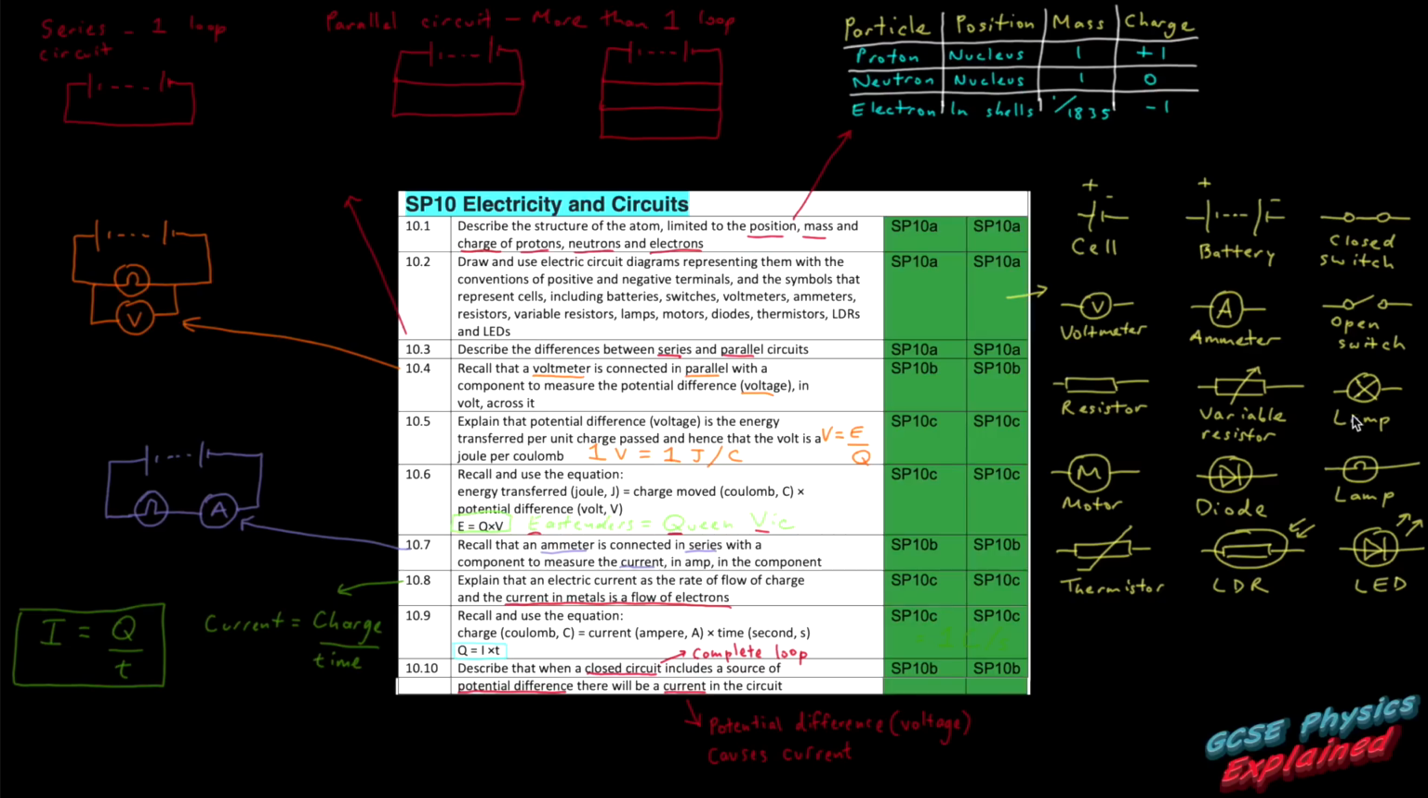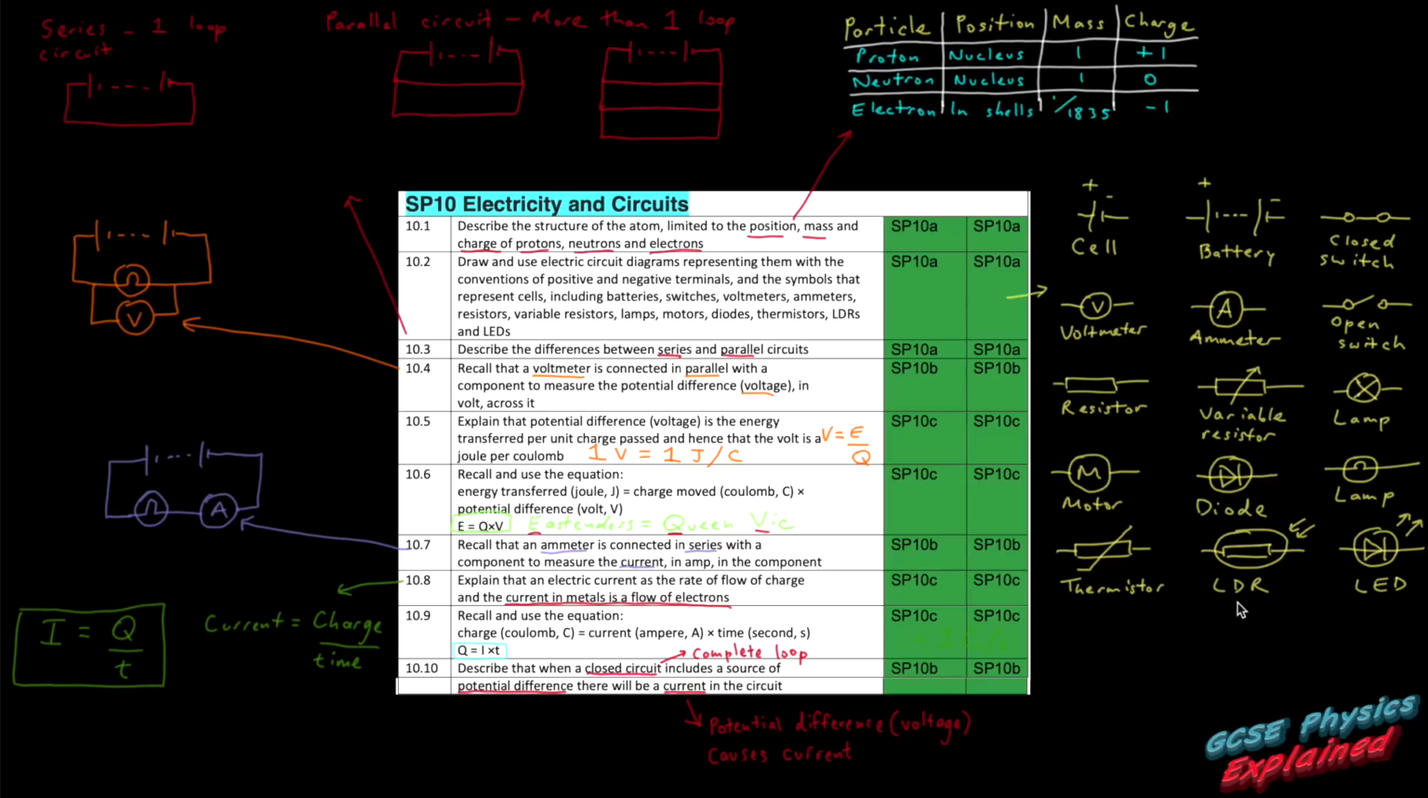A lamp can be represented either as an X-Man badge or as an omega sign inside the circle. The motor is a circle with an M. Diode is D, I, O, first three letters of diode. A thermistor is a resistor with a thermometer through it, or it looks like a golf club.